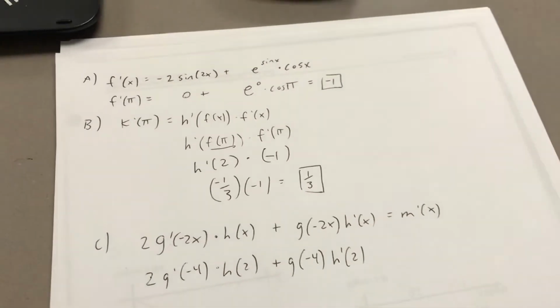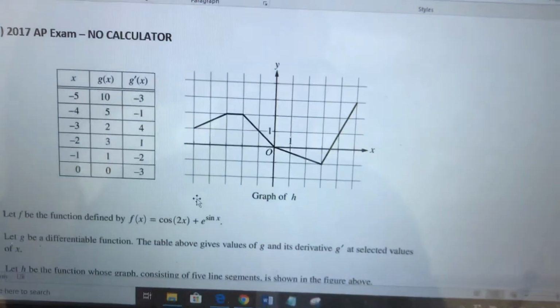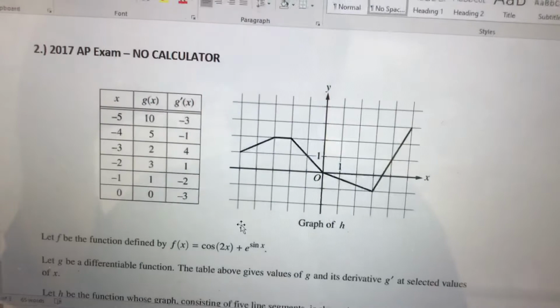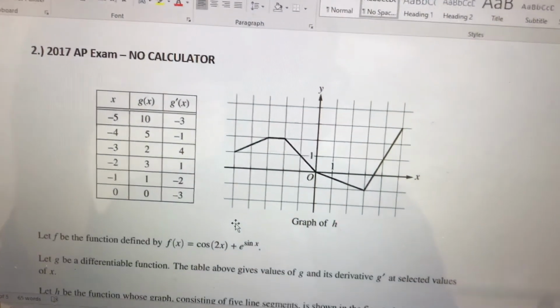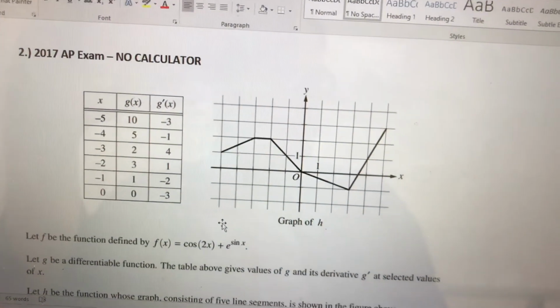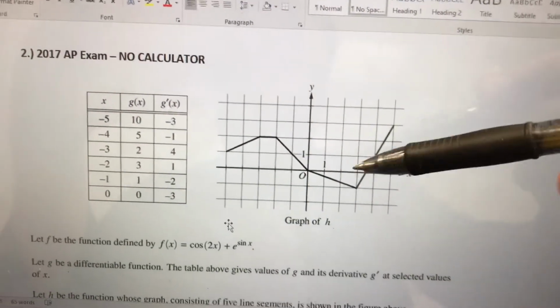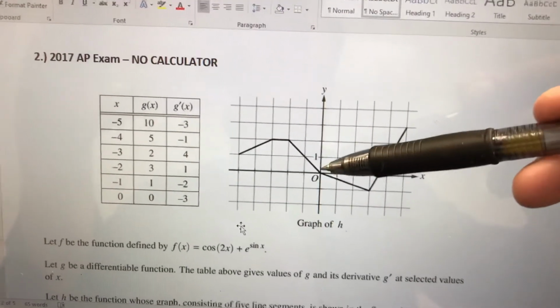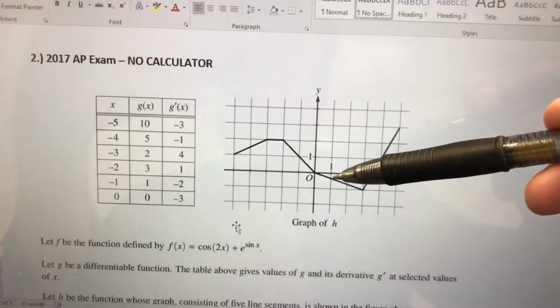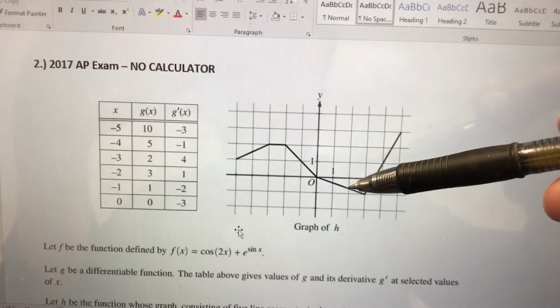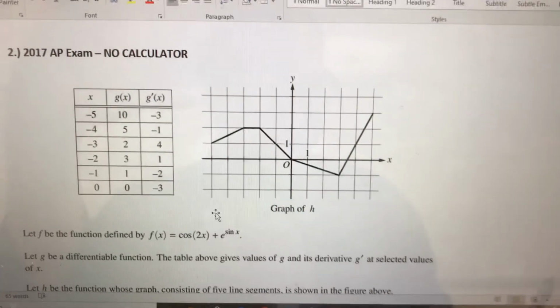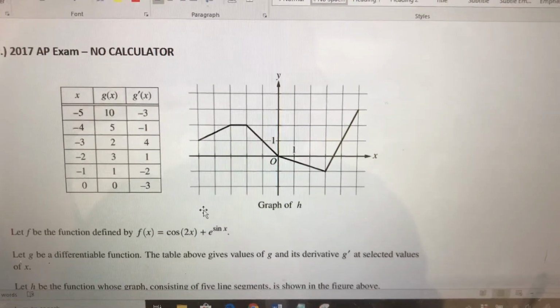Those g values are in the table. G of negative 4, and be careful, that's actually g prime of negative 4. G prime of negative 4 is negative 1. So we've got 2 times negative 1. H of 2, if we look over here on the graph, the slope's negative 1/3. So you're at negative 1/3 there, you're at negative 2/3 here. That's going to be h of 2. And again, that's h of 2, not h prime.